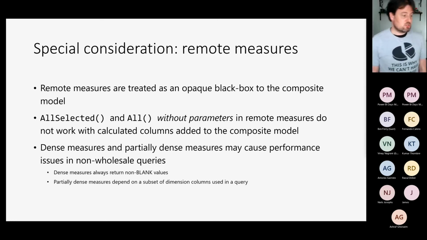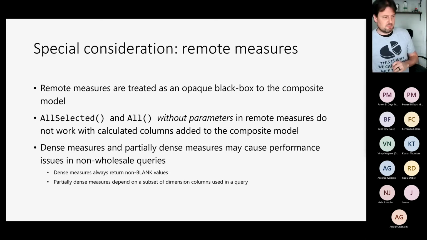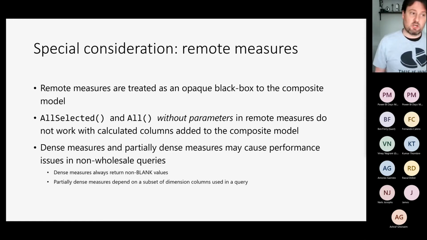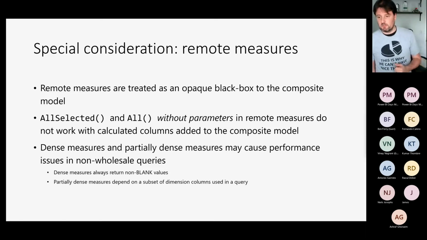So remote measures, so measures that are defined in your enterprise semantic model that you connect to, are treated as a black box. So if, for example, a calculation group is being applied, you don't necessarily know. That's an important thing to keep in mind. Also, the ALLSELECTED and the ALL functions without parameters and remote measures do not work with calculated columns added to your local model. Something to keep in mind. They will just not work.